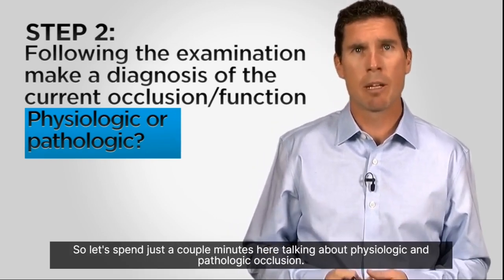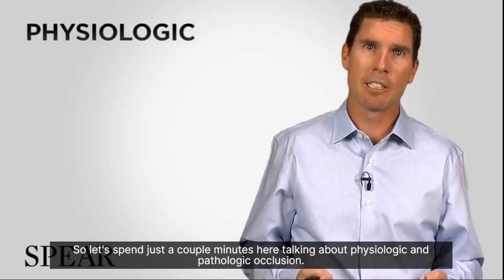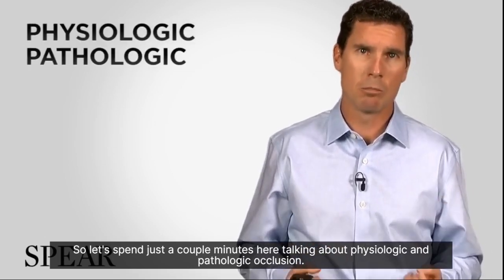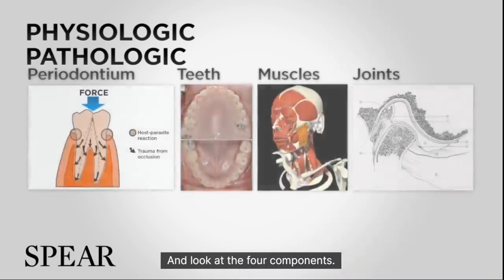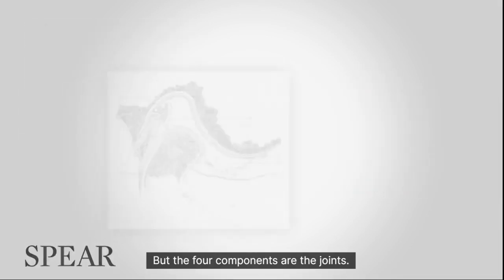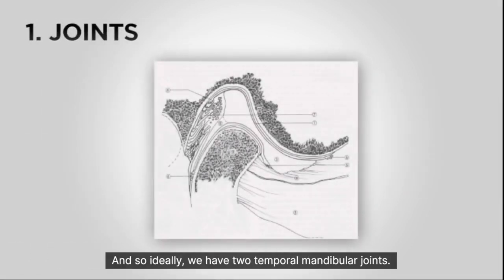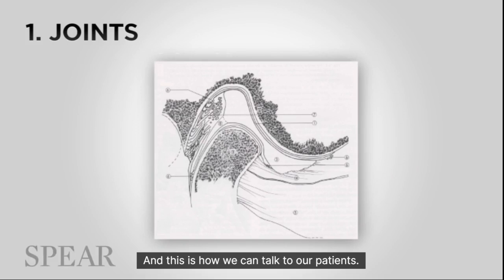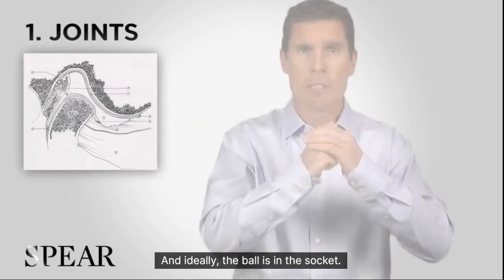So let's spend just a couple minutes here talking about physiologic and pathologic occlusion, and look at the 4 components. It's really 3 components plus 1. The 4 components are the joints. Ideally, we have 2 temporomandibular joints, and this is how we can talk to our patients. And ideally, the ball is in the socket.